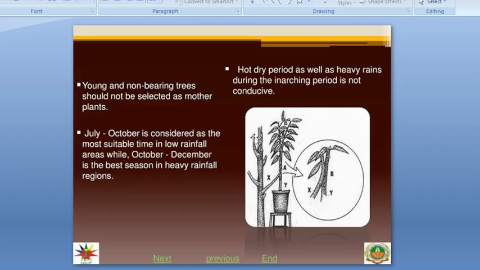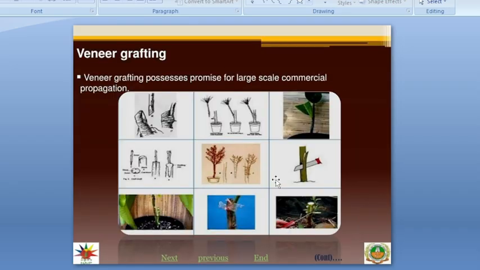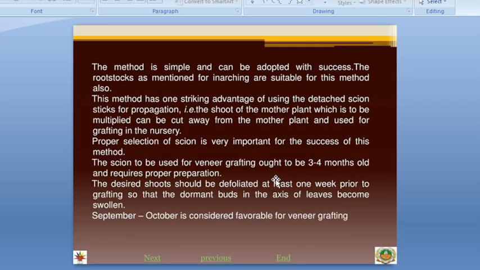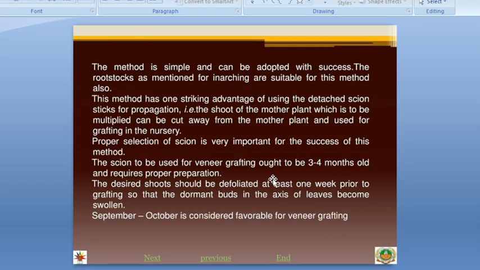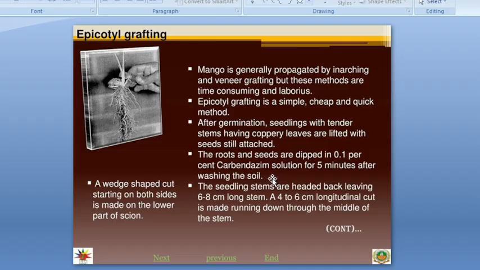Here you can see this is a rootstock. This is a plant of desirable characteristic. So scion we can take like this, and we can do veneer grafting. We can also practice this on a large scale. It is a simple method. Here we can use the grafts and scion which are 3 to 4 months old, both the things. Epicotyl grafting is also similar to approach grafting, but here we can use the grafts which are 3 to 4 months age.